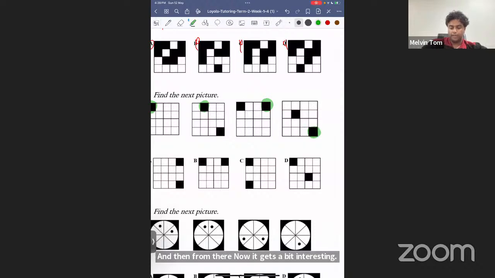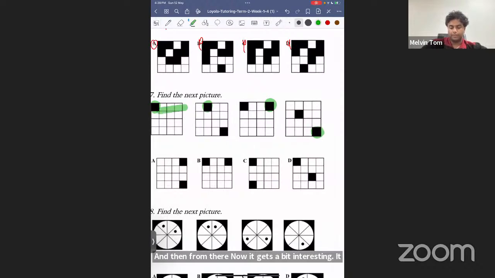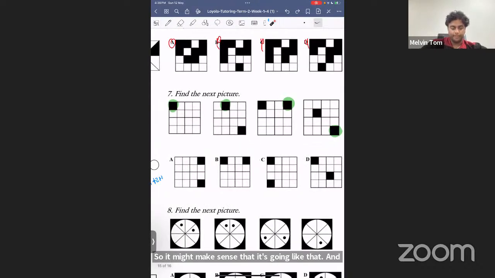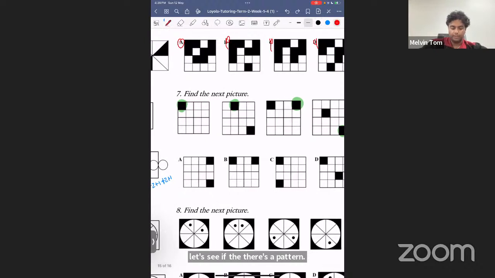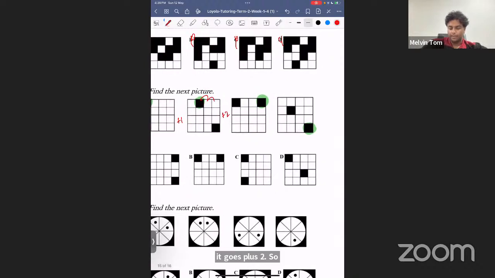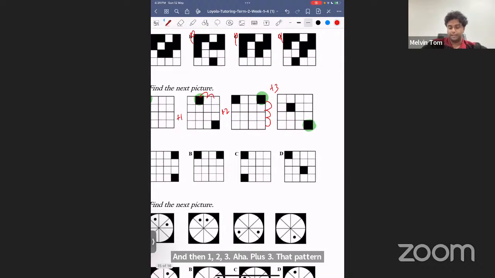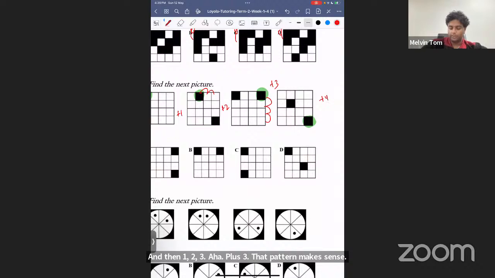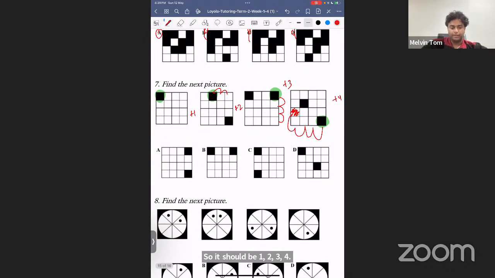And then from there, now it gets a bit interesting. It could go down there, because so far we're seeing that it's going across like this. So it might make sense that it's going like that. And let's see if there's a pattern. It goes +1 to here, +1, the green one. Then it goes +2, so 1, 2. And then 1, 2, 3. Aha, +3. That pattern makes sense. So the next one, you guys should know, should be +4. So it should be 1, 2, 3, 4. So the square should be in this position.